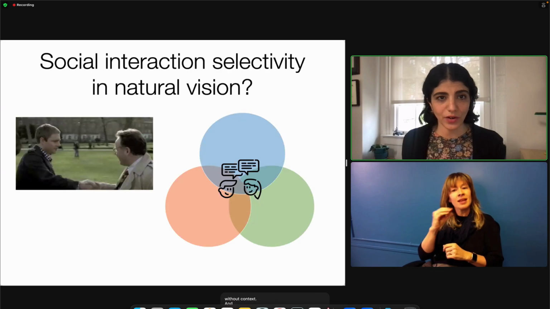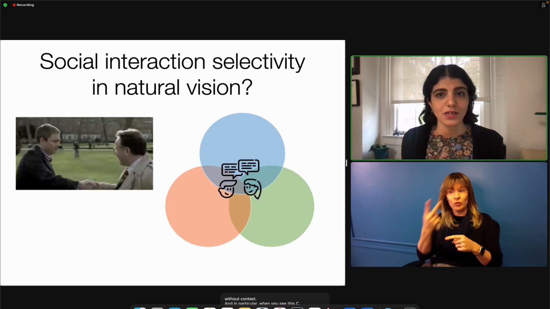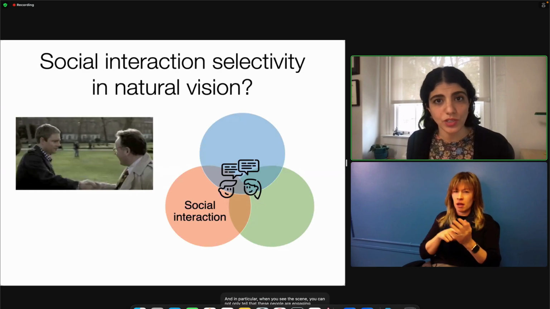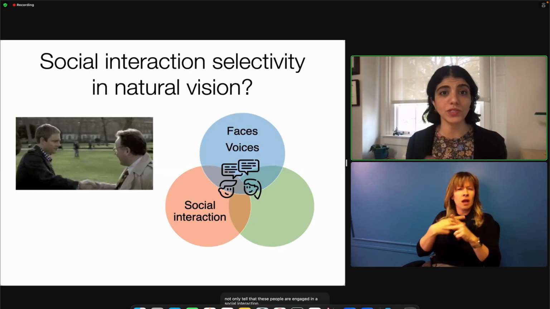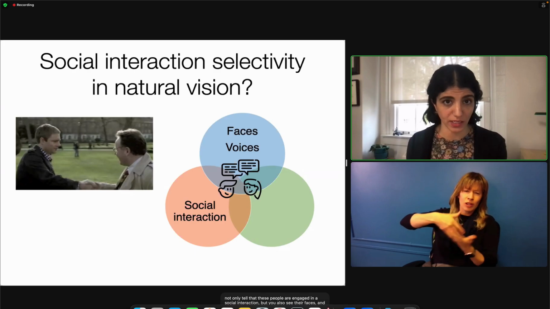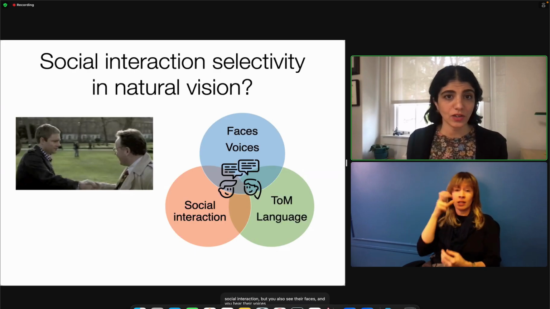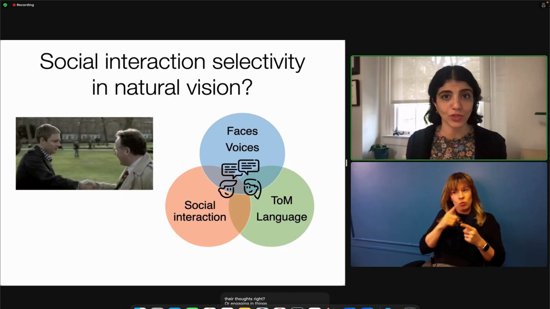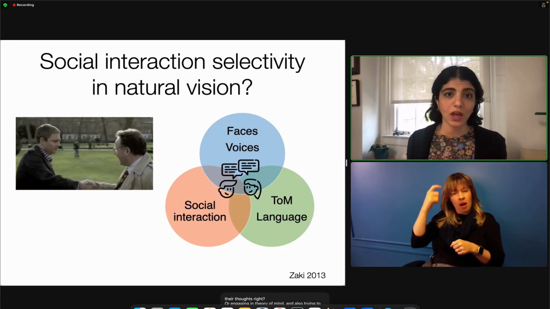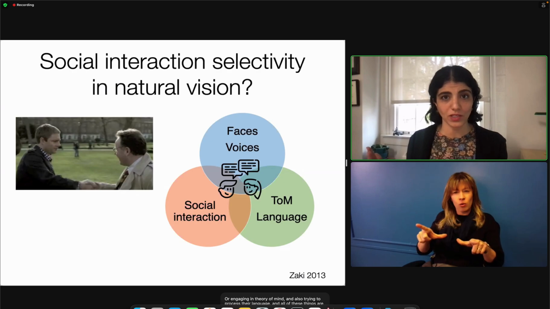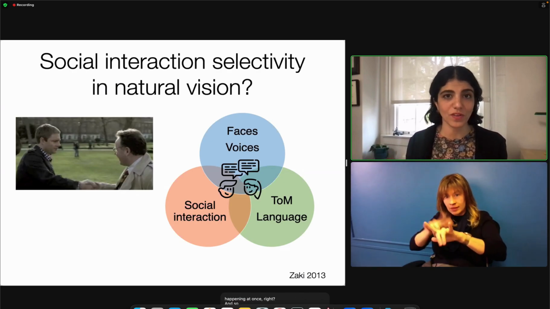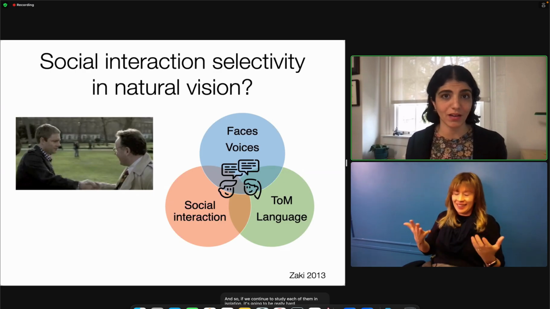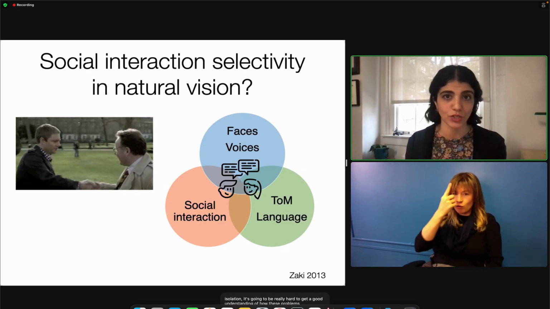And in particular, when you see this scene, you can not only tell that these people are engaged in a social interaction, but you also see their faces and you hear their voices. And you're thinking about their thoughts, right? Or engaging in theory of mind and also trying to process their language. And all of these things are happening at once, right? And so if we continue to study each of them in isolation, it's going to be really hard to get a good understanding of how these processes interact in the real world.